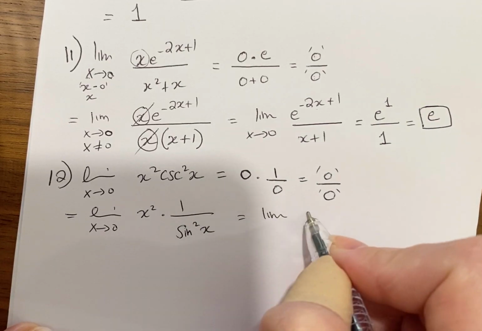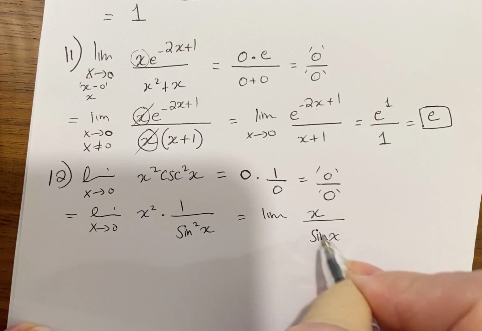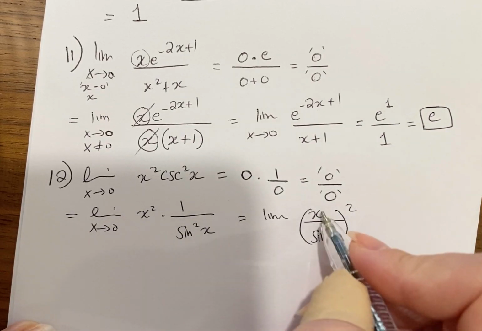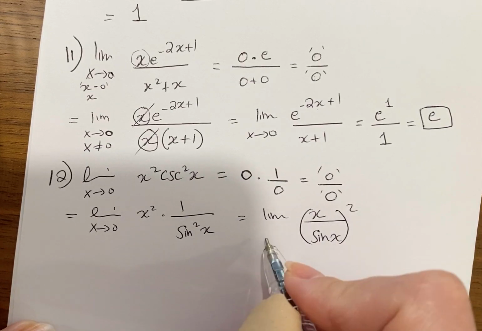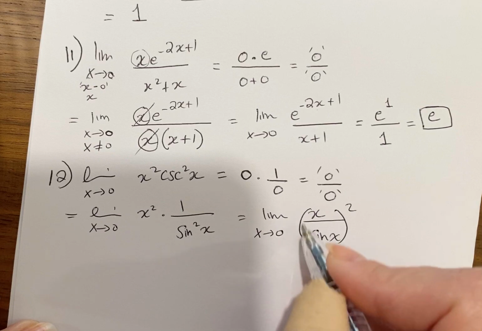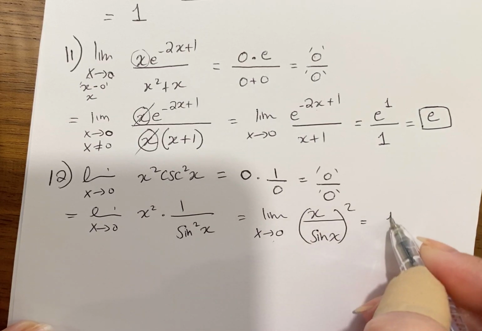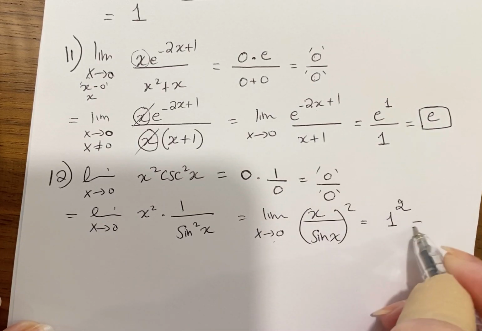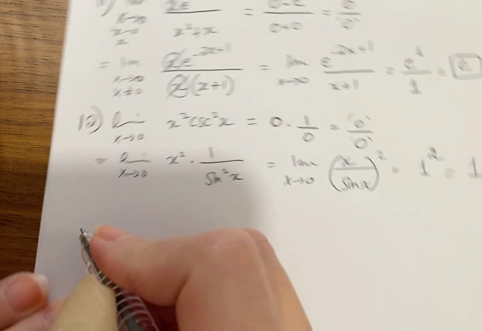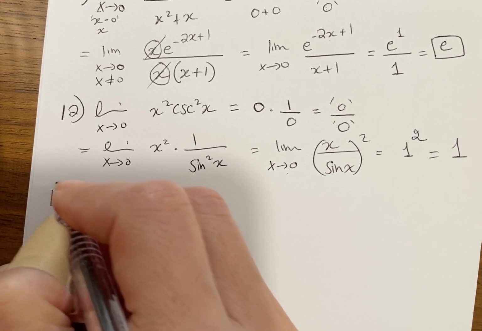So this is basically nothing but the limit of x over sine x squared, because x is squared and sine x is squared. So it's x over sine x happening how many times? 2 times. But I already know what's the limit of x over sine x as x approaches 0. It's 1. Square the answer is 1. So you see how you use all the knowledge that you have learned so far in order to be able to manage such problems. Look at number 13.